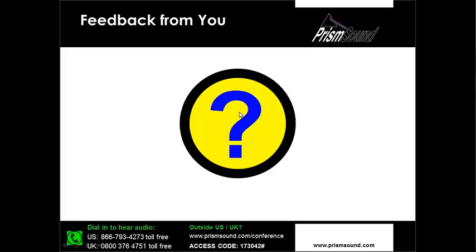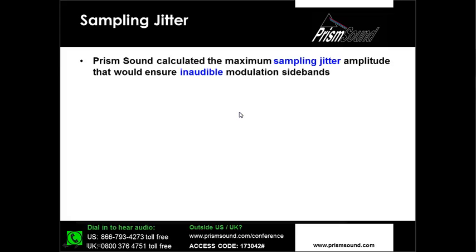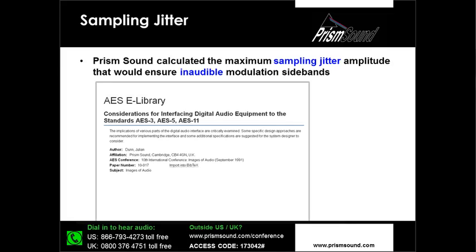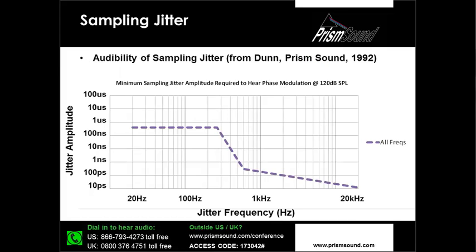So let me just talk you through this then. Now, going back to a paper that was presented by Prism Sound back in 1991, we did a couple of things. First of all, we calculated the maximum permissible sampling jitter to guarantee inaudible modulation sidebands in our converter designs. And I'll spare you the complete picture of how we arrived at this result. We covered that in the recent webinar on D2A converter testing for those of you that are interested in learning a bit more about how this graph was derived.